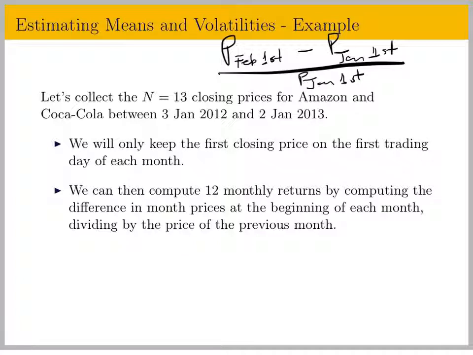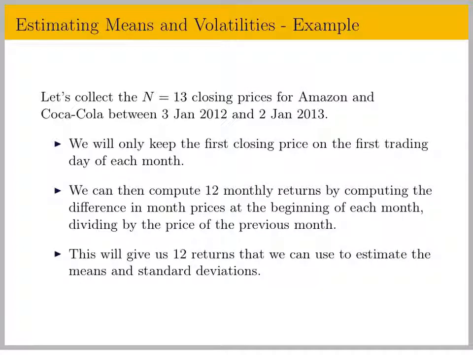Note, there's no averaging of prices, no adding of prices to get to a January or February price. We just take the first price of February minus the first price of January, neglecting all the other prices that happened between January 1st and February 1st. And that will just be the return for January. So if we use the 13 prices, it will give us 12 returns that we can use to estimate means and standard deviations for both Amazon and Coca-Cola.